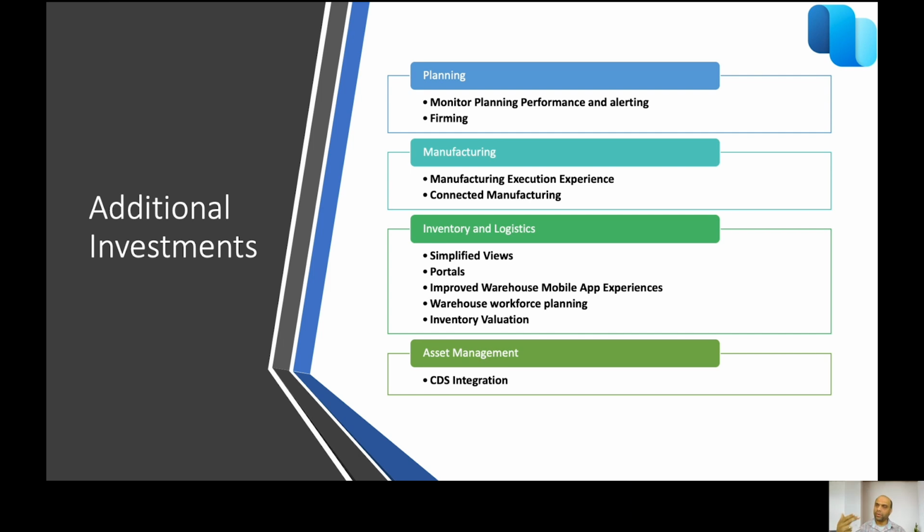In a similar way to what we have done on the manufacturing execution, there's a lot of feedback that we have received around the productivity aspects for improving the warehouse mobile app experience. We've invested quite a bunch in improving that, and that's something that you would see as part of the update as well. Workforce planning in warehouse has been a big requirement.